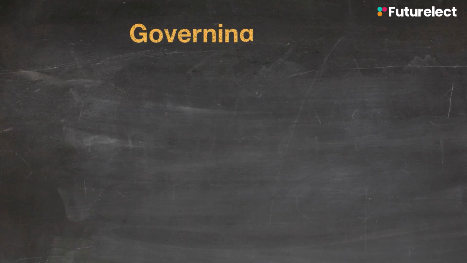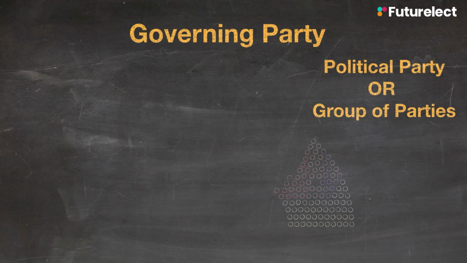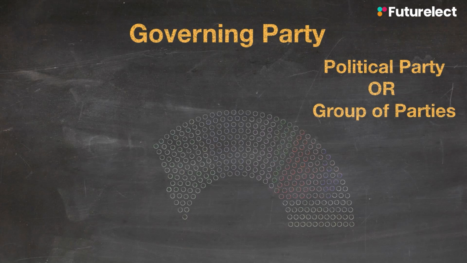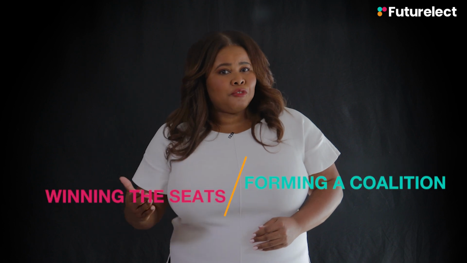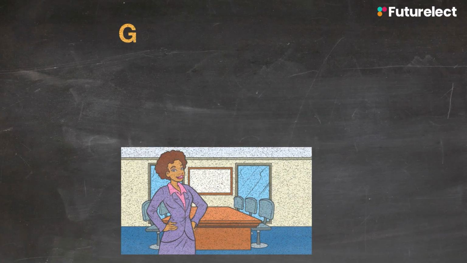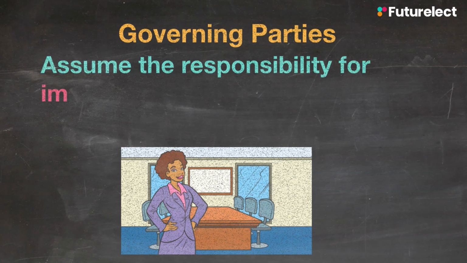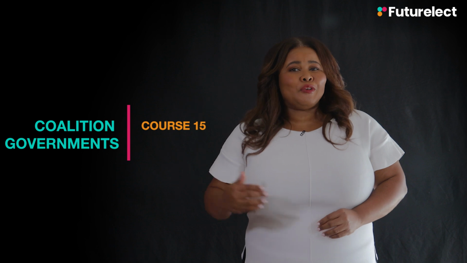In the South African context, the term governing party refers to the political party or the group of parties that secures a majority of the seats in Parliament. That's 50% of the seats plus one, which is 201 seats. They do this either by winning those seats outright or by forming a coalition government of two or more political parties. With this majority, governing parties assume the responsibility for implementing policies and making decisions until the next elections. We will talk more about coalition governments in Course 15.